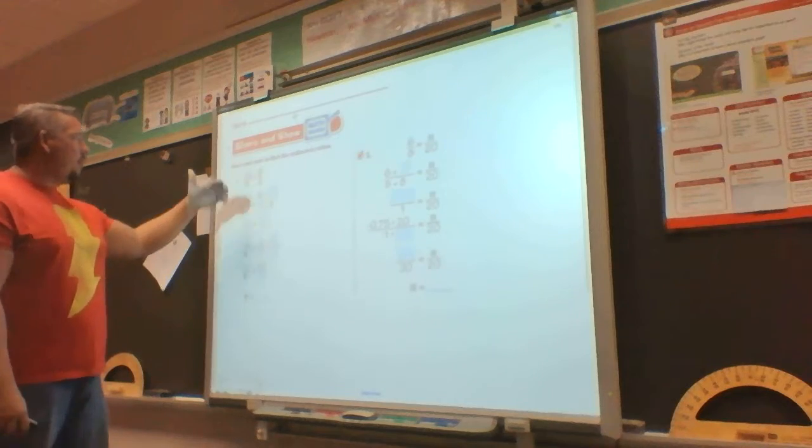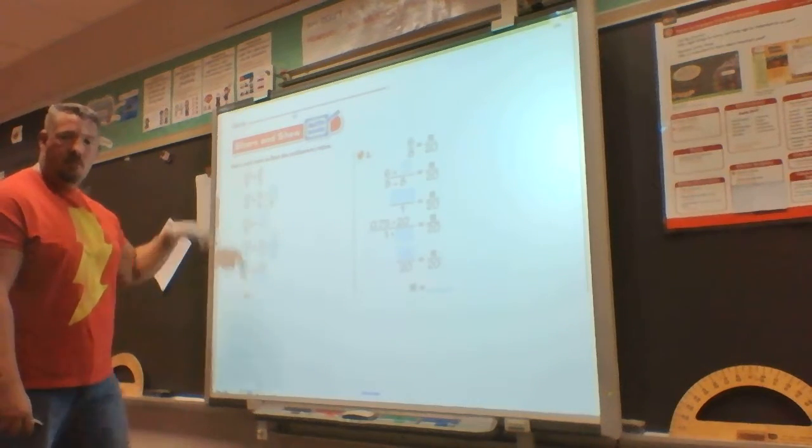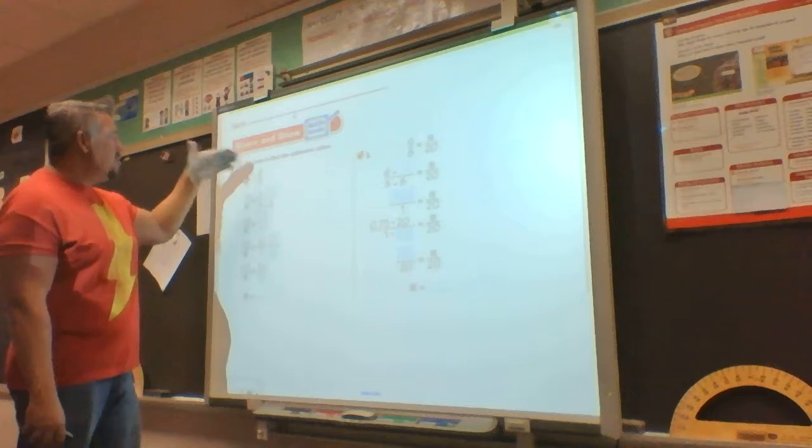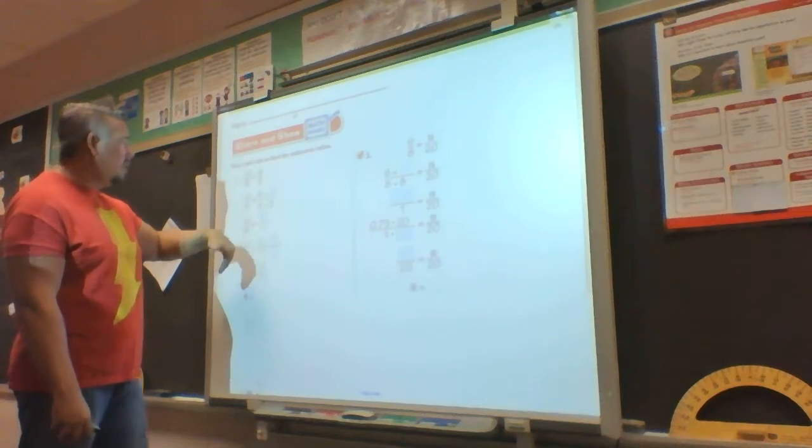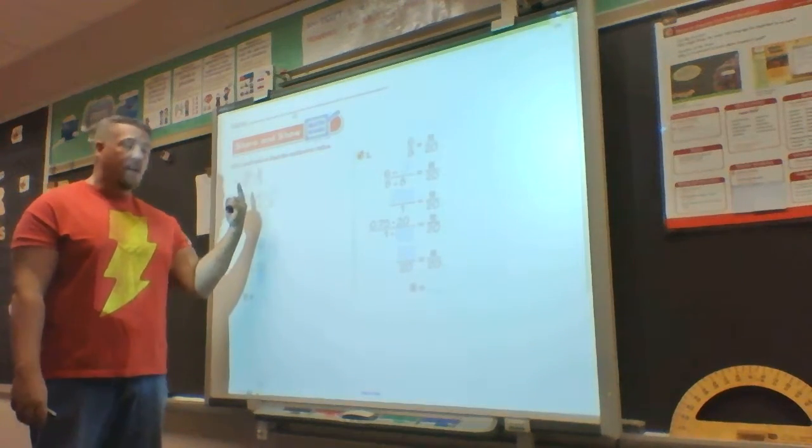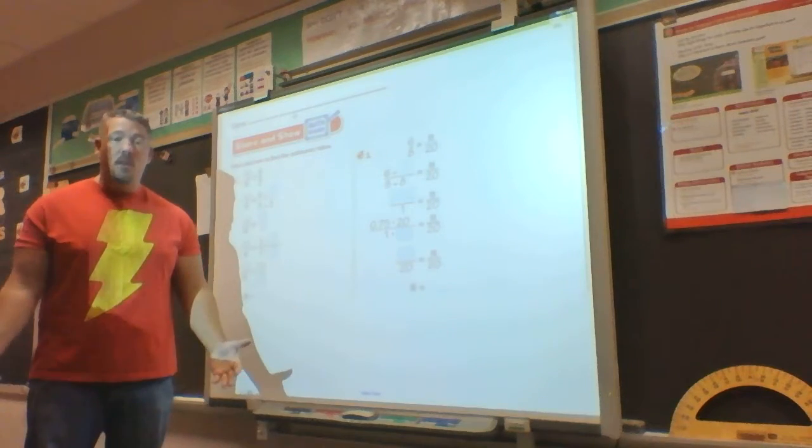I want to change from 10 over something, 10 to something, into 6 to 3. What can I do to 6 to get 10? Absolutely nothing.